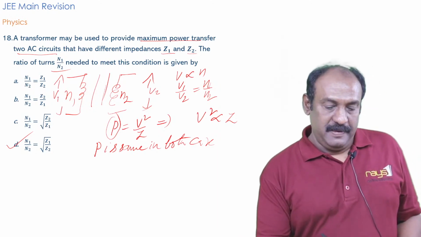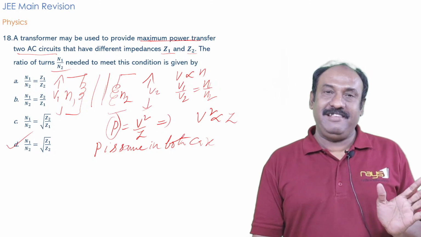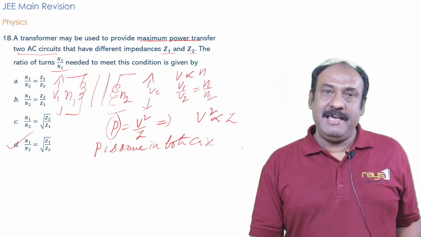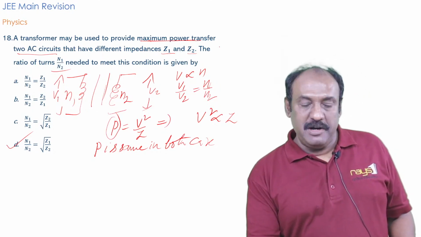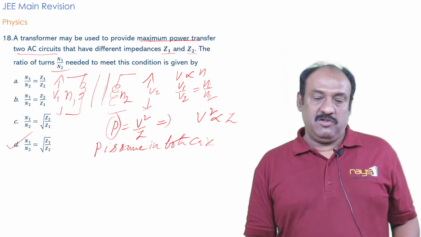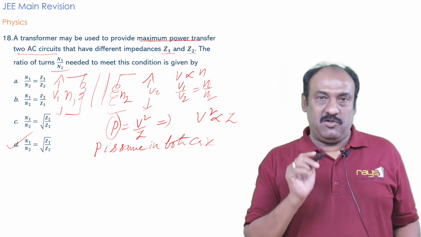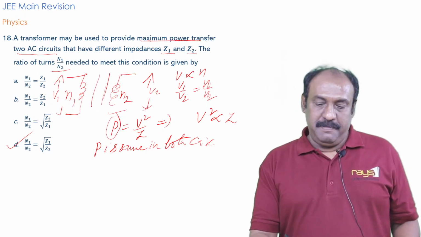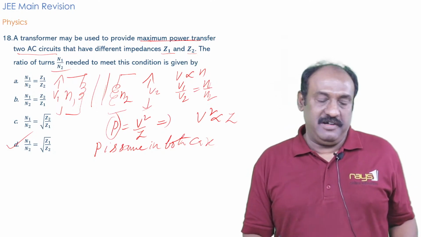So here, to provide maximum power transfer to AC circuits, that means the same power is supplied to the two AC circuits having two impedances Z1 and Z2. So we have to consider power is the same in both AC circuits, that we have to assume. On that basis, here I have written the equation V square is directly proportional to Z.